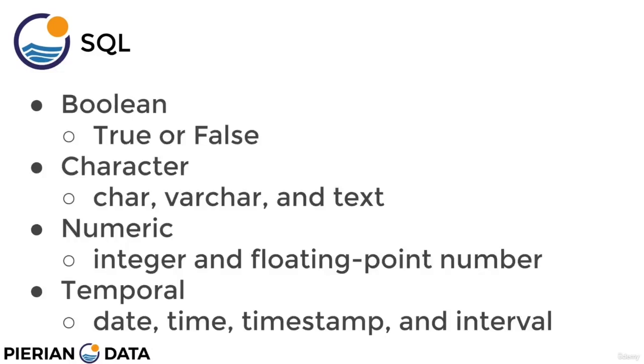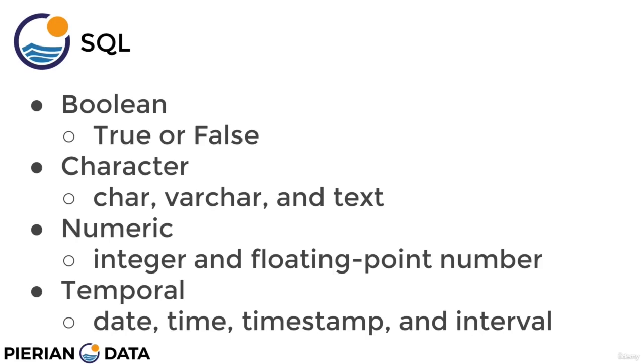So here are the main data types that we've already encountered. There's the Boolean data type, which is just true or false. There's character data types, such as char or varchar, variable char, and text. There's numeric data types, like integer and floating point number. And then there's temporal data types, things like date, time, timestamp, and interval, as well as timestamp with time zone.